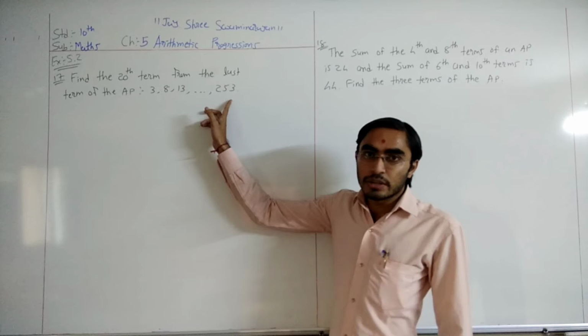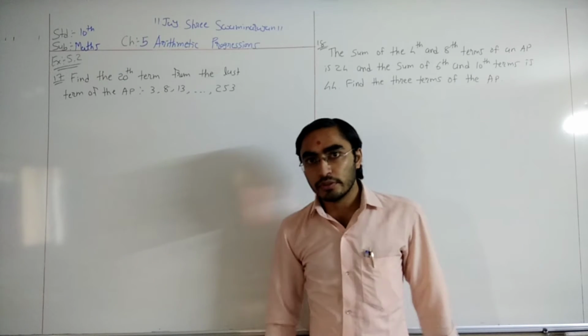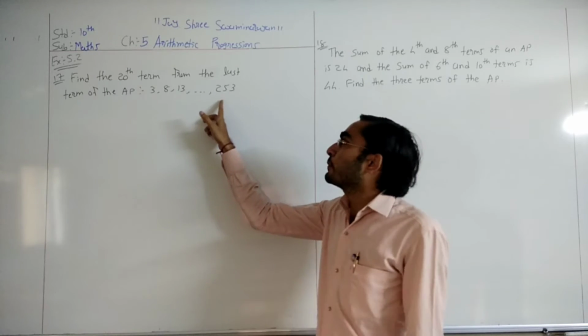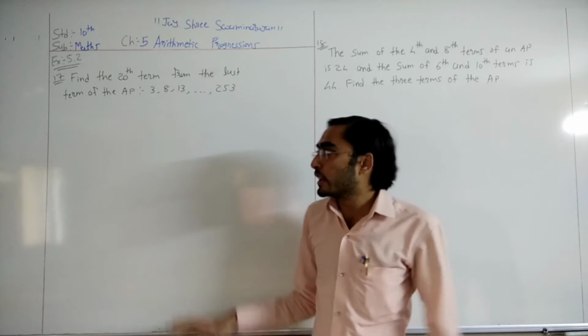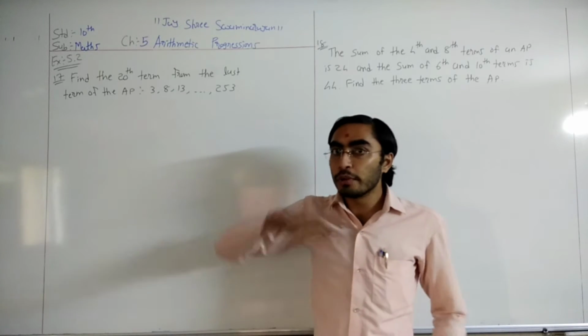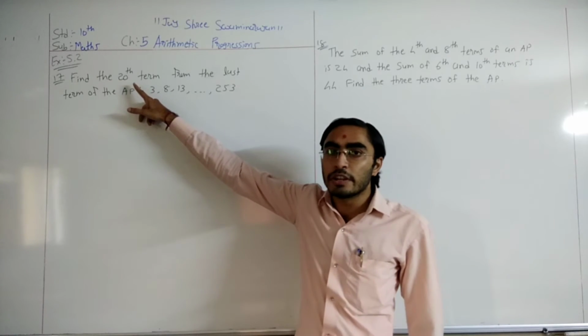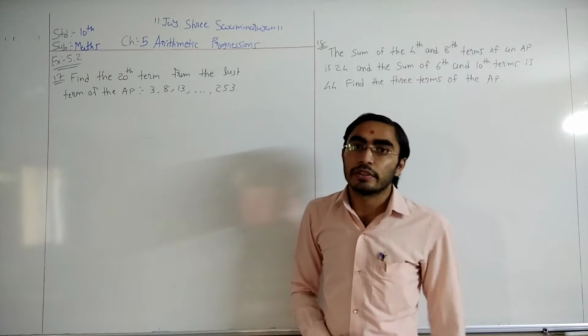Here we know the last term, 253. So we can find the order of this term. That means from here we can find the value of n. Total how many terms are there? First of all we can find the total number of terms. Then for the 20th term from the last, total terms minus 20. So that term we can find.